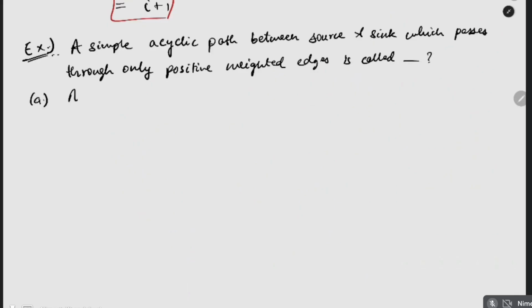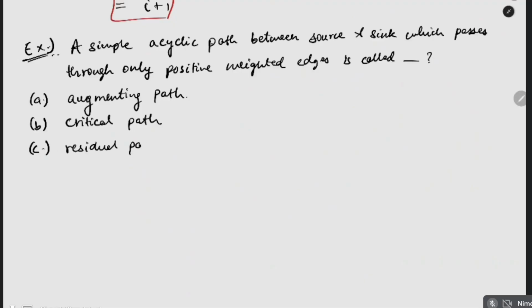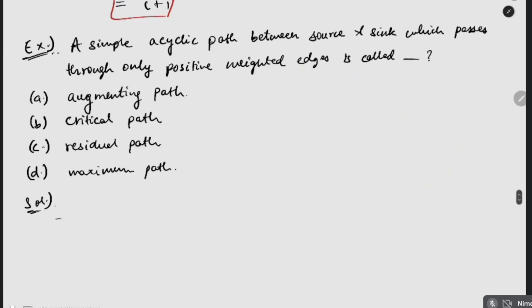Is it called the augmenting path, or is it called the critical path, or is it called the residual path, or is it called the maximum path? Right, so again, we just need to have a discussion on the definition here because that's all it is asking.